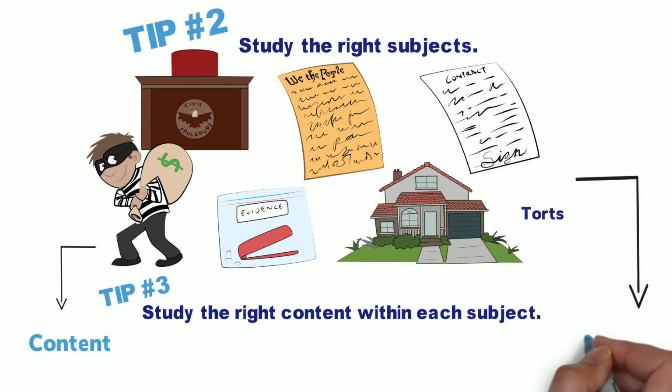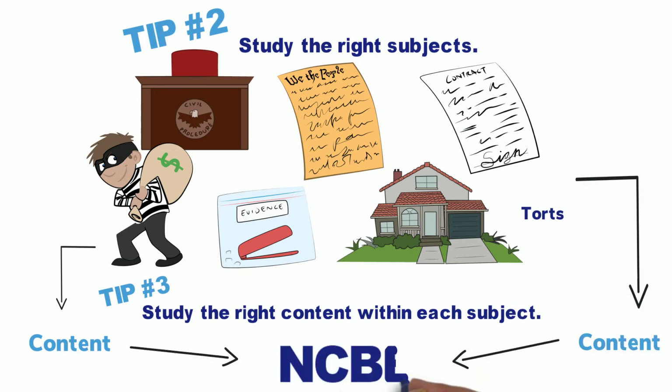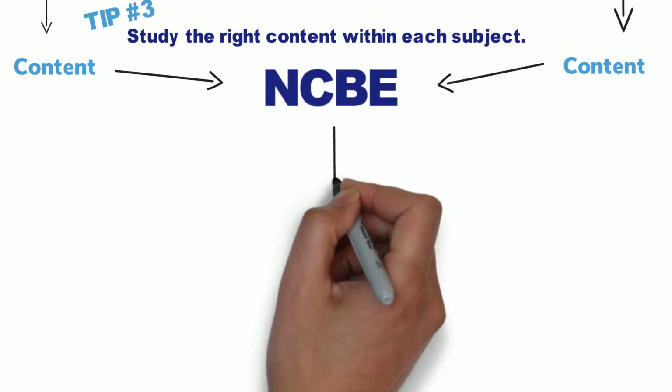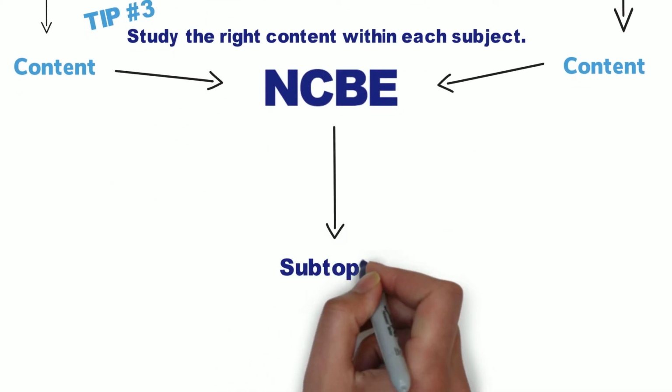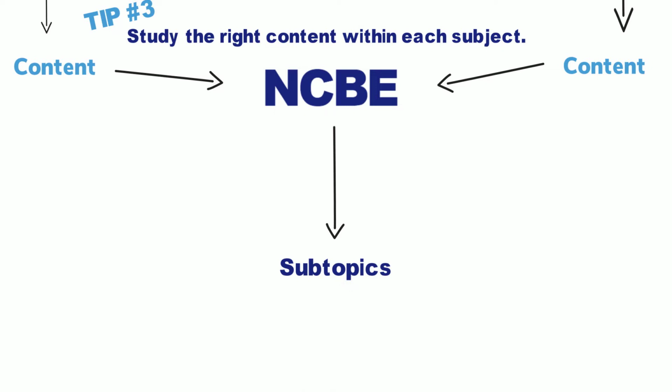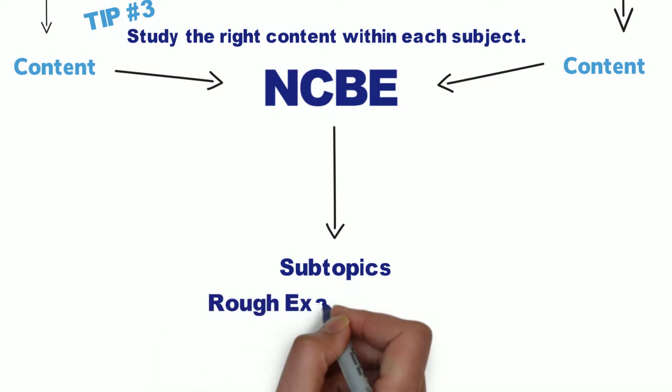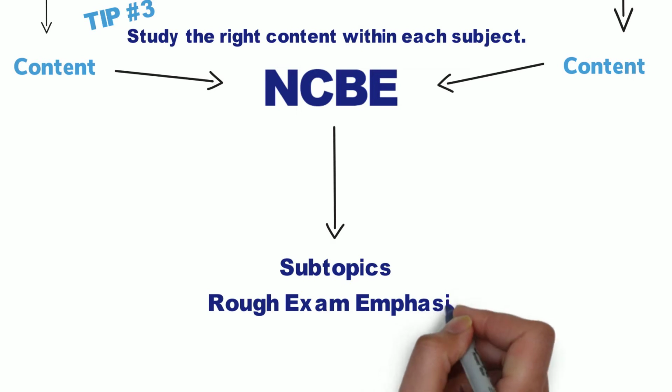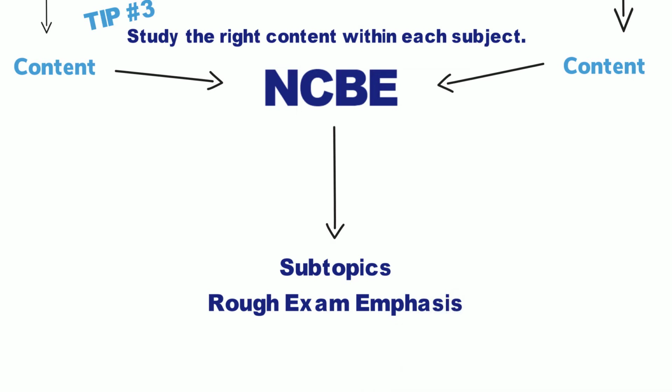Tip number 3, study the right content within each subject. What's the right content? Well, the NCBE, the company that makes the UBE, actually tells you. No, the NCBE does not spell out the actual laws tested, but it does give you the subtopics within each subject that could come up. And the NCBE gives you the rough exam emphasis of each MBE subtopic. Hopefully, you find a bar prep course that addresses the NCBE specified subtopics and gives the appropriate emphasis.